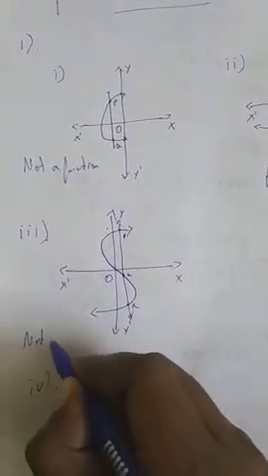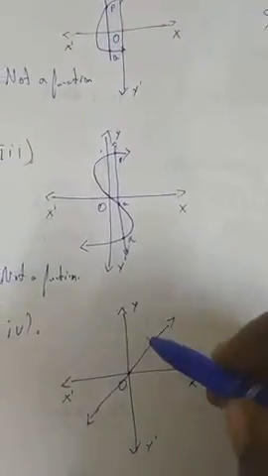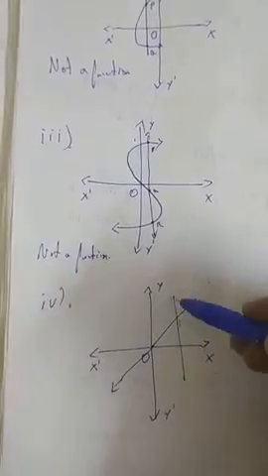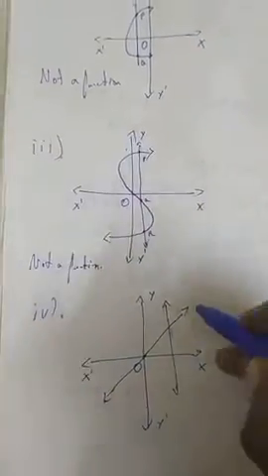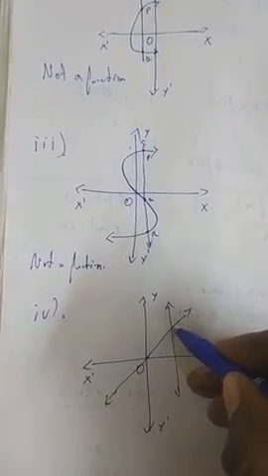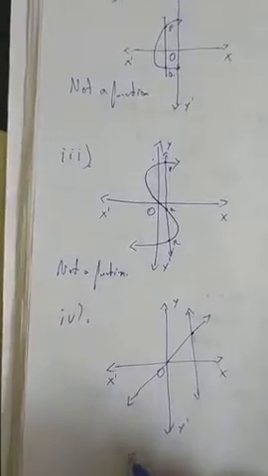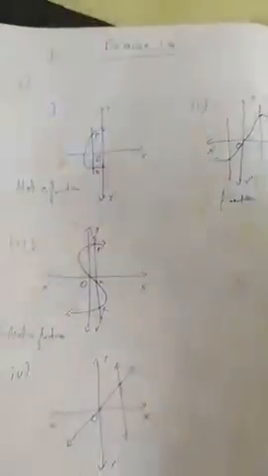And the last one, here we have a line. We have to draw the vertical line here, either here or on this side. Wherever you want, you can draw. And if you look at the vertical line, it intersects exactly at only one point, right? Therefore it is a function. So the procedure is very simple.